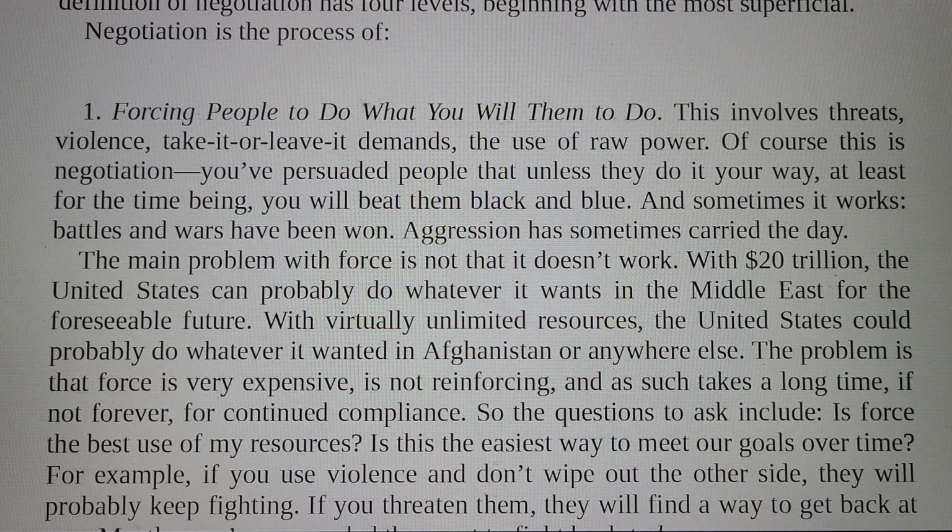With $20 trillion, the United States can probably do whatever it wants in the Middle East for the foreseeable future. With virtually unlimited resources, the United States could probably do whatever it wanted in Afghanistan or anywhere else. The problem is that force is very expensive. It's not reinforcing, and as such, takes a long time, if not forever, for continued compliance. So the questions to ask include, is force the best use of my resources? Is this the easiest way to meet our goals over time?